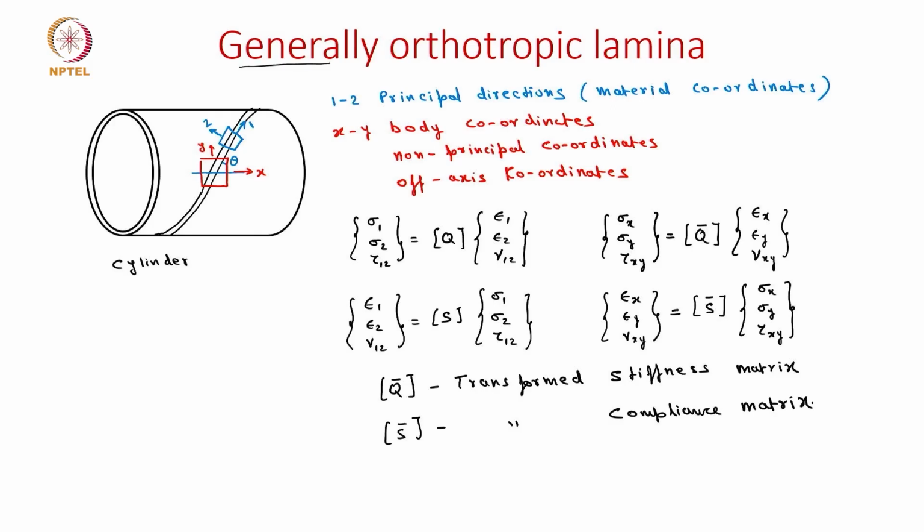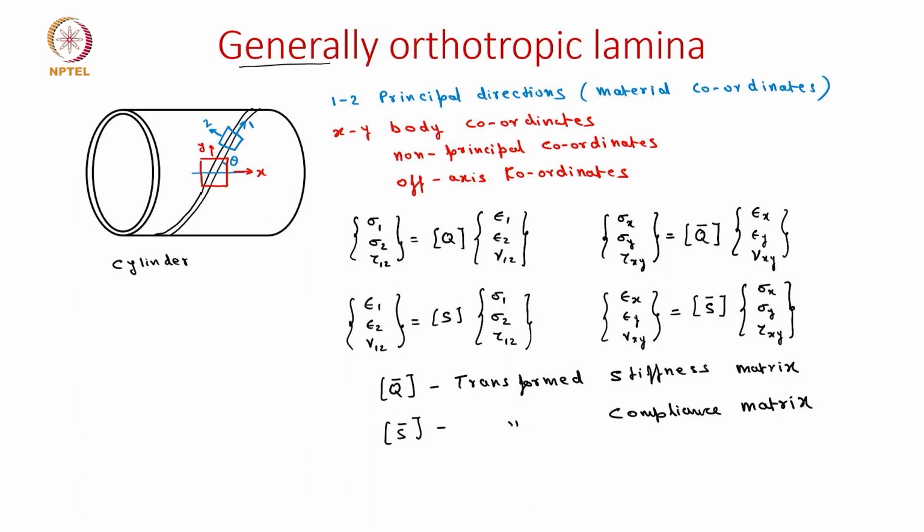Okay. So, this should introduce you to this new terminology of Q bar and S bar, and for us we should be clear about which coordinate systems we are talking about, whether it is the material coordinates or the body coordinates. When this is clear, now we are in a better position to see how we can write these stiffness matrix and the compliance matrix.